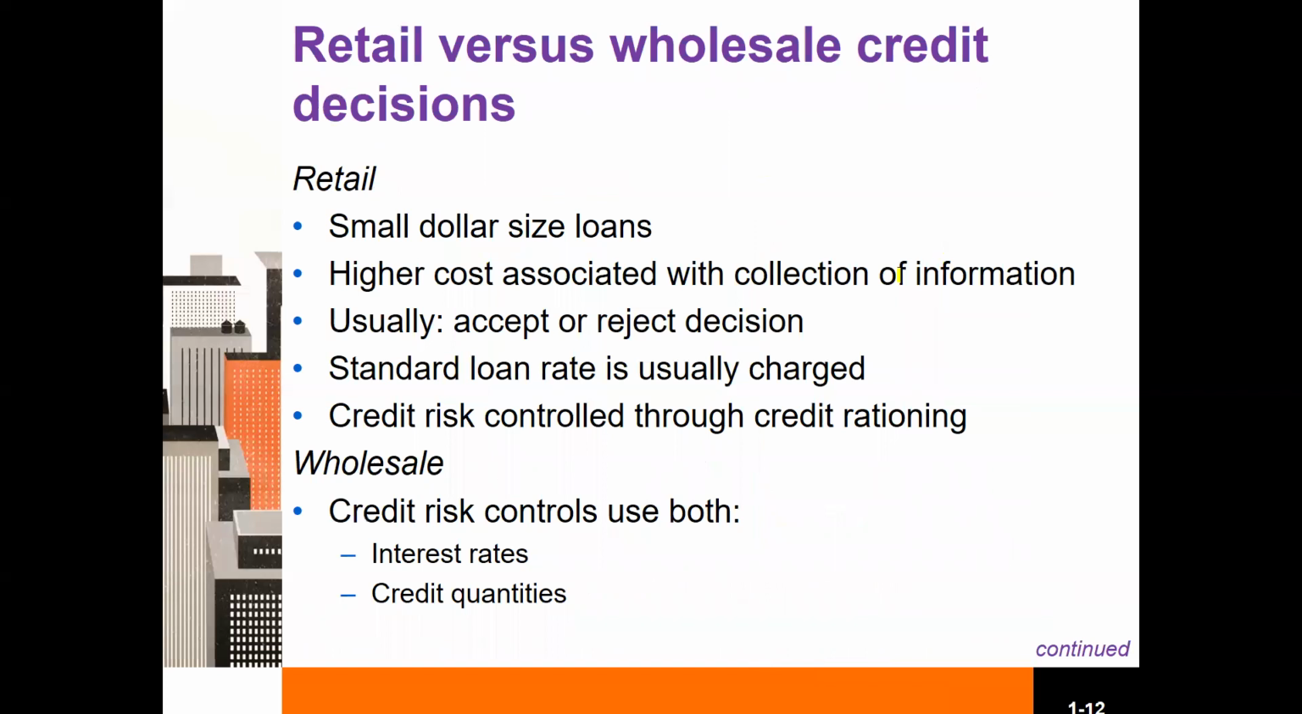Now, retail versus household credit decisions. Because of their small dollar size in the context of a financial institution's investment portfolio and the higher cost of collecting information on household borrowers, most loan decisions made at the retail level tend to be binary decisions. Binary decision means either accept or reject. All borrowers who are accepted are often charged the same rate of interest, and by implication, the same credit risk premium.